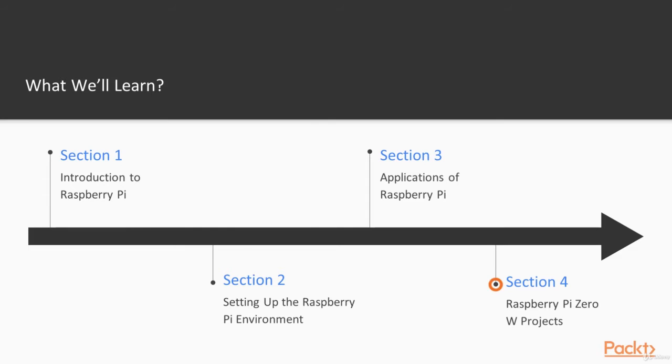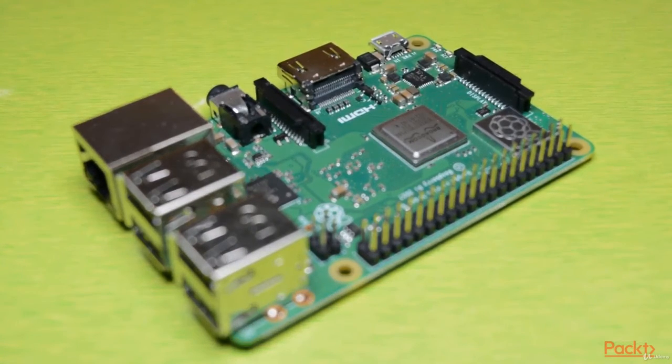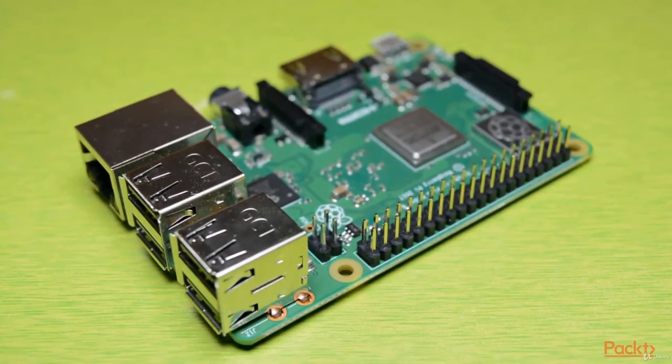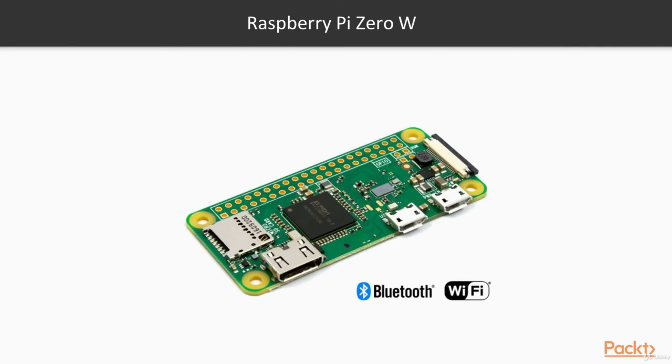We will talk about the projects that we can make using the Raspberry Pi Zero W. Now in this course, we will not start from 0. In fact, we are going to start from -1. So if you don't know anything about the Raspberry Pi, that's okay. In the fourth section, we will talk about the smaller version of Raspberry Pi, and that is the Raspberry Pi Zero W.